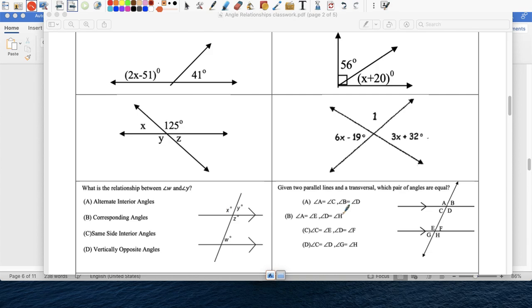Okay. So I'll do C just to prove that it's not. So C says that angle C, this guy here, and angle E are the same. No, they're not. They're supplementary. Okay, so they're not equal to each other. So that makes C not the right choice as well.